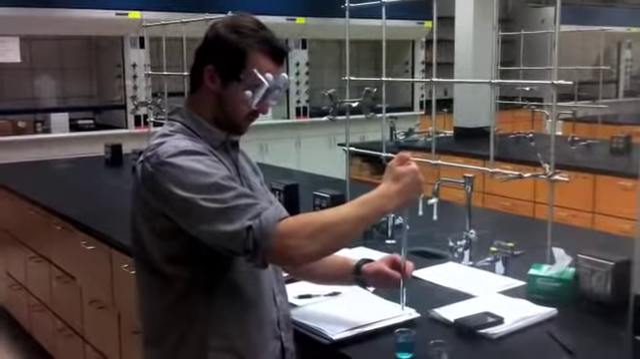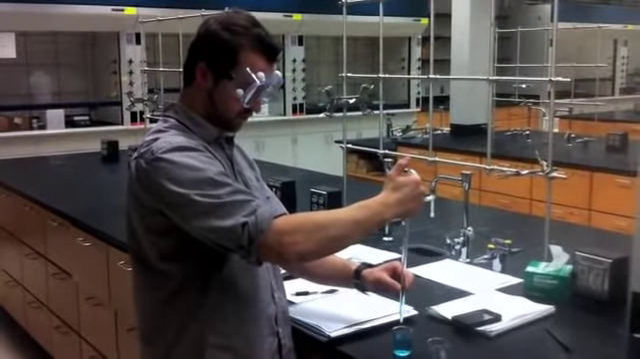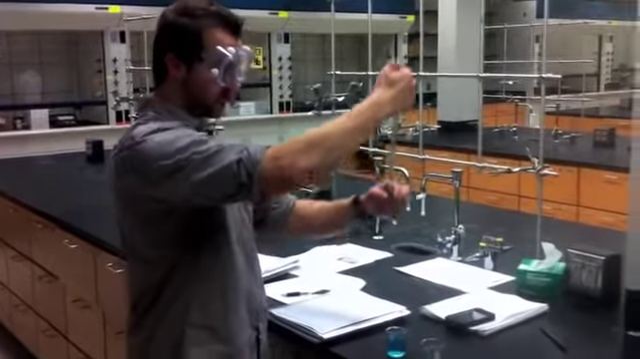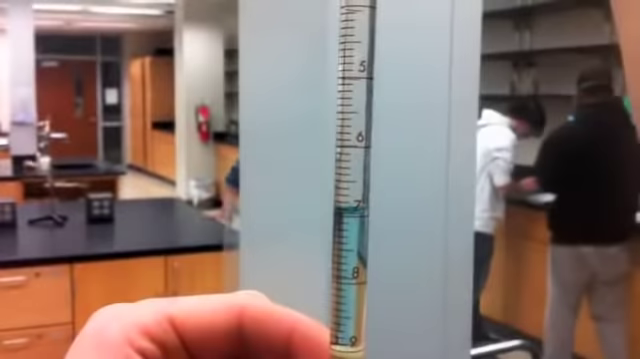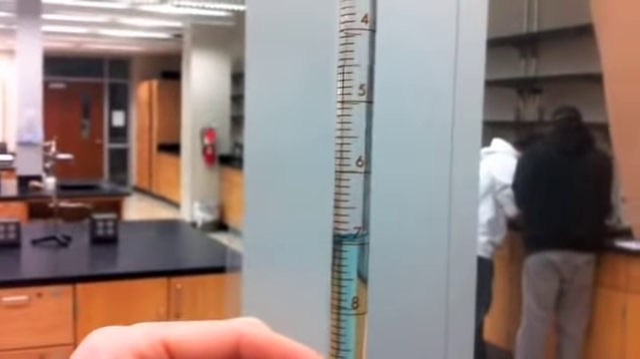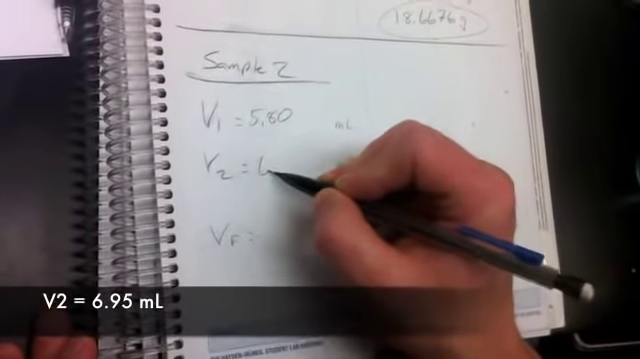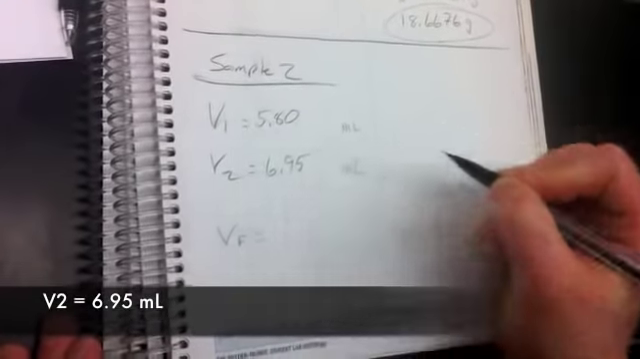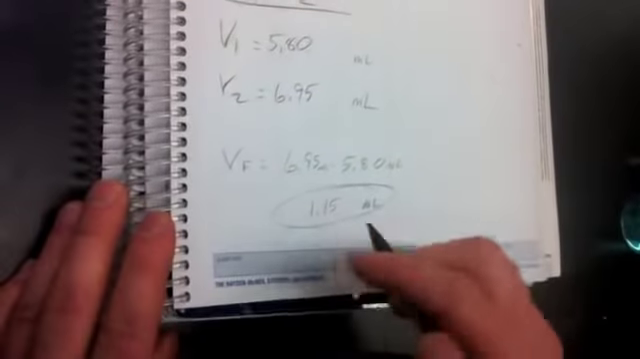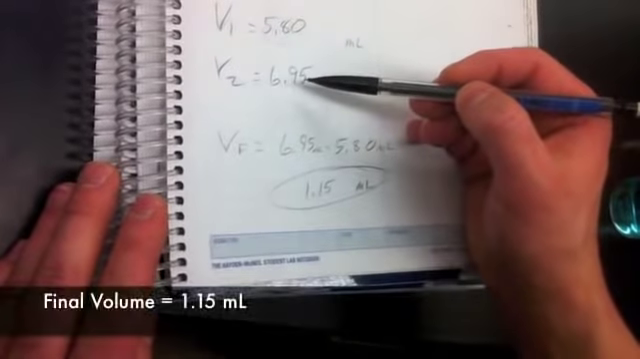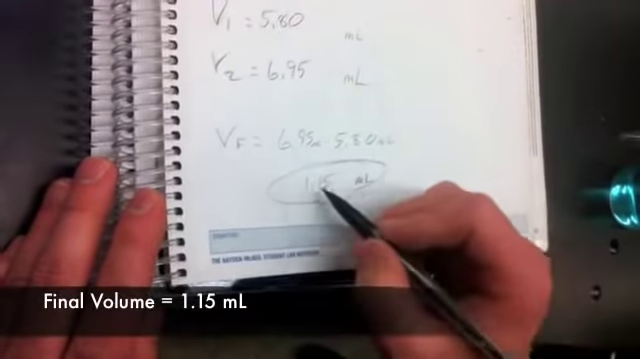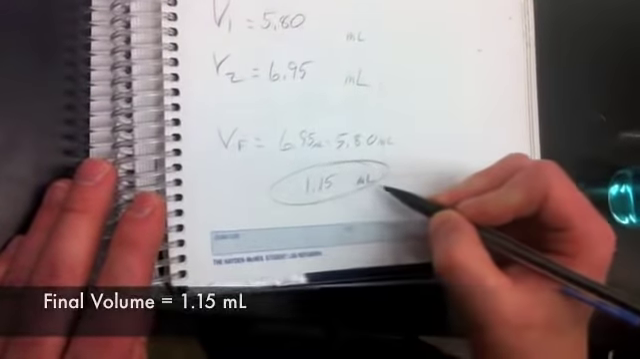Alright, so we let some of the fluid go out. We'll read this. Again, we read the pipette at eye level. The volume is 6.95. After pipetting the second volume, we record it at 6.95. So we calculate the final volume by subtracting the first volume from the second volume, which becomes 1.15 milliliters.